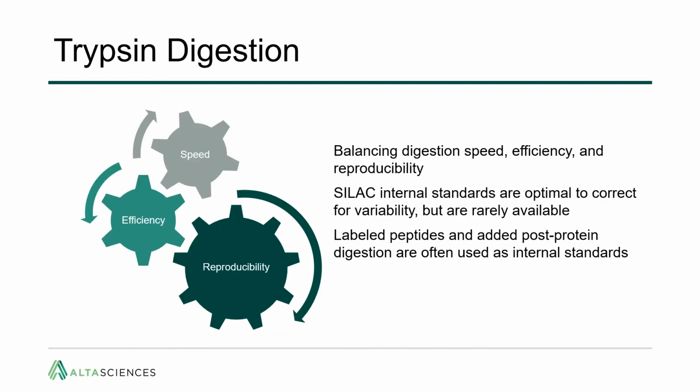Another key parameter to optimize is protein digestion, which is a balance between speed, efficiency, and reproducibility. Reproducibility is the most critical characteristic as it dictates the assay precision. Adding to the challenge, variability in the digestion process is typically not corrected by an internal standard. Commonly used internal standards are heavy labeled synthetic peptides, which are added post-digestion, and therefore will not correct for differences in digestion yield. SILAC proteins would be the ideal solution, but they are rarely available to support accelerated clinical programs and are time-consuming to produce.